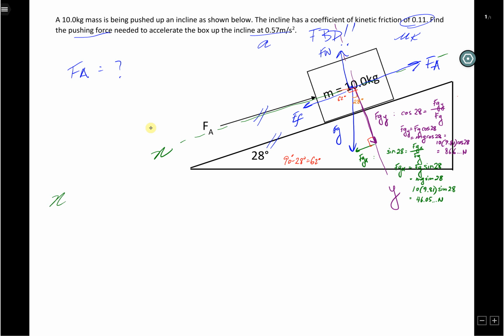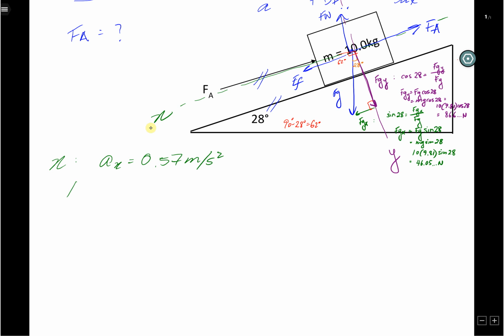Along the x direction, we know that the acceleration is 0.57 meters per second squared. If we write our F net equals MA equation, we have our forward forces in the same direction as our acceleration, minus the forces that oppose that acceleration, including your force of friction and the FGX component that opposes your forward acceleration. This is equal to MAX.